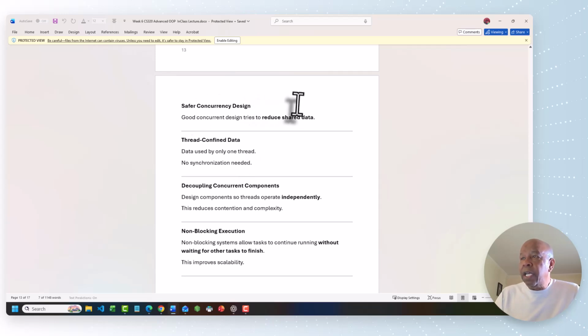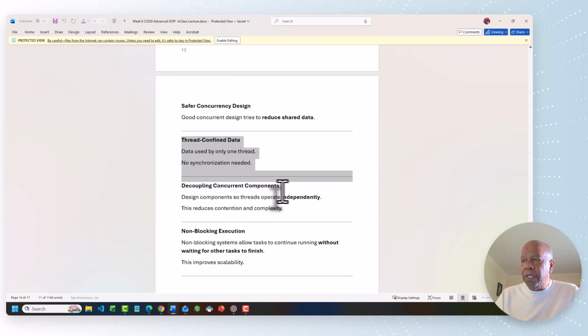Okay, so safer concurrency design. Good concurrency design tries to reduce shared data. Thread confined data. Data is used only by one thread. No synchronization needed. That is one of our design goals we might be trying to get to.